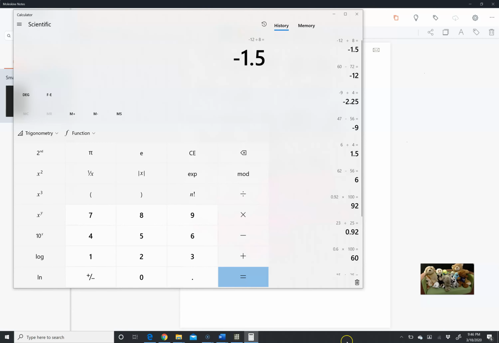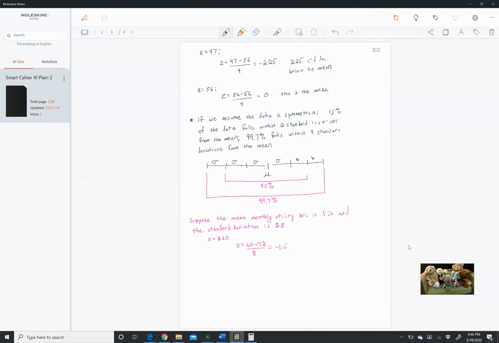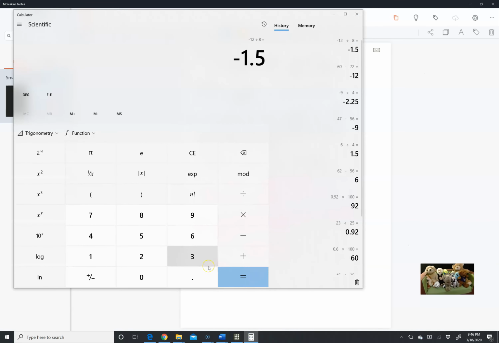So for example, let's say that instead we chose $92. This would be 92 minus 72 over 8. So notice we're using that standard deviation and that mean. 92 minus 72 gives us 20. We divide by 8, and this is 2.5 standard deviations above the mean. And this might tell us we are using too much electricity.